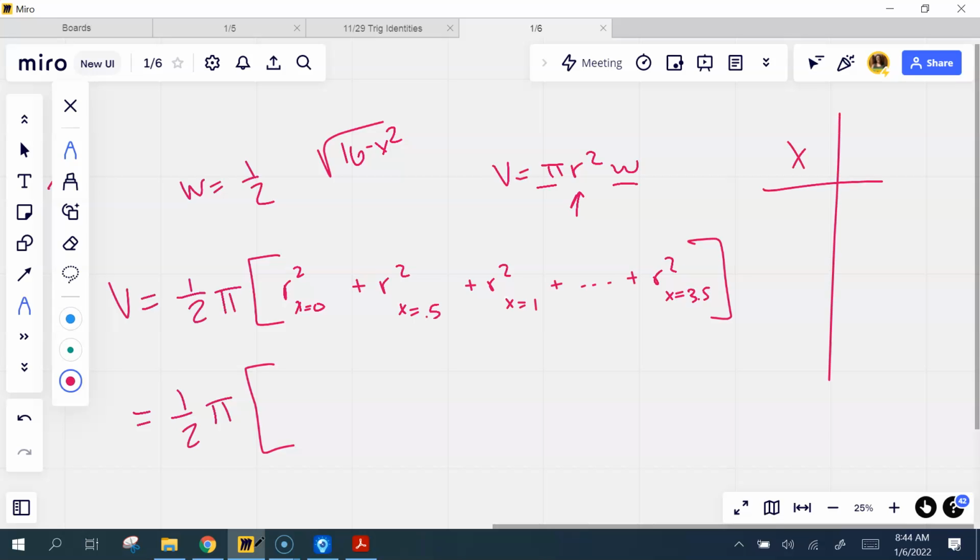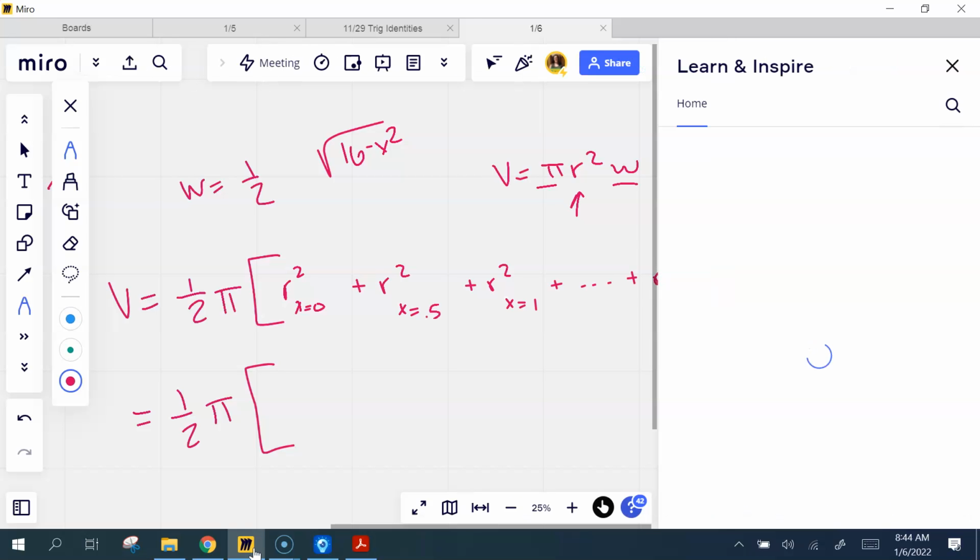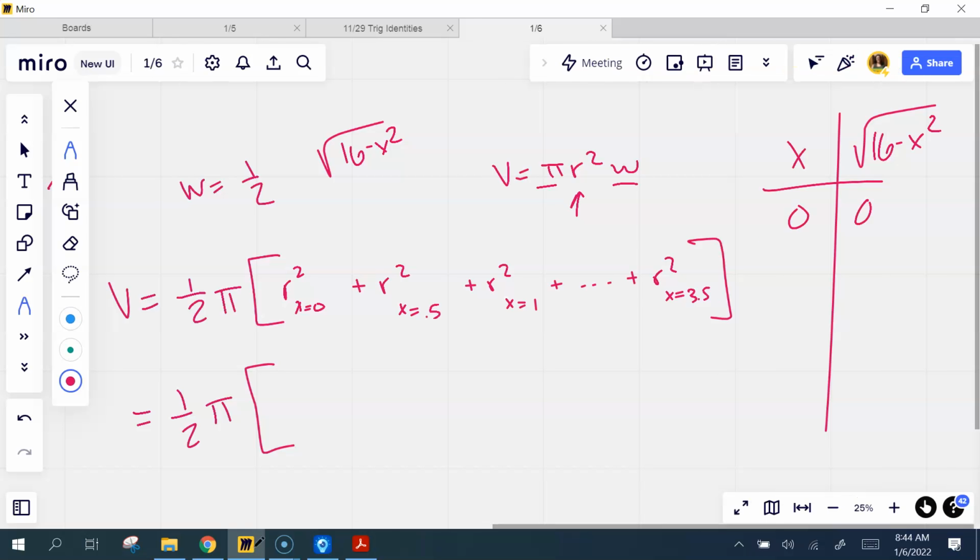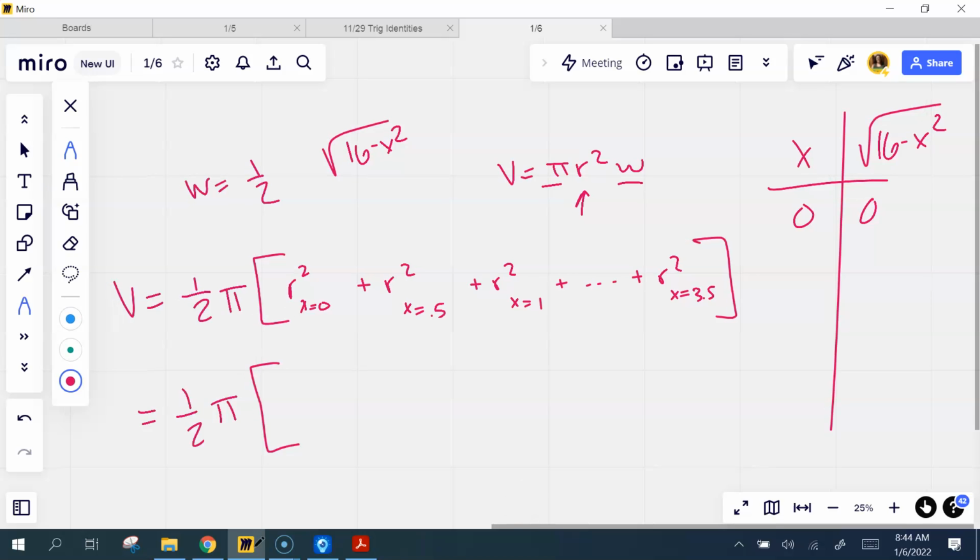Let's do this. When it's 0, it's 0. When it's 1/2, 1/2 squared is 1/4. Oh, 4, sorry. Yeah, okay, I was looking at y. Yeah, we're looking for the radius here.